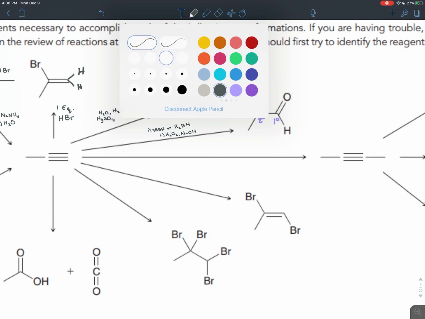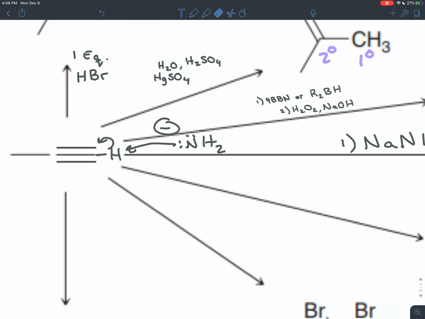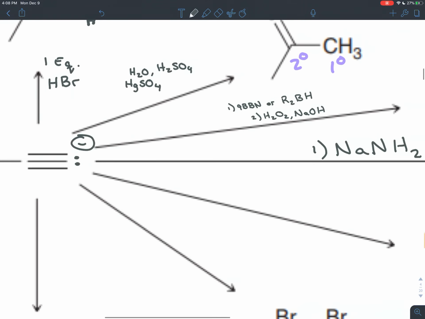We can do that by first adding a strong base. Now remember, if you add a strong base, something like sodium amide, NaNH2, that will steal this hydrogen off the end. Right? The base has a full negative charge. It will steal that hydrogen, and the electrons will go onto the carbon there. So by adding sodium amide, you create this carbon nucleophile.